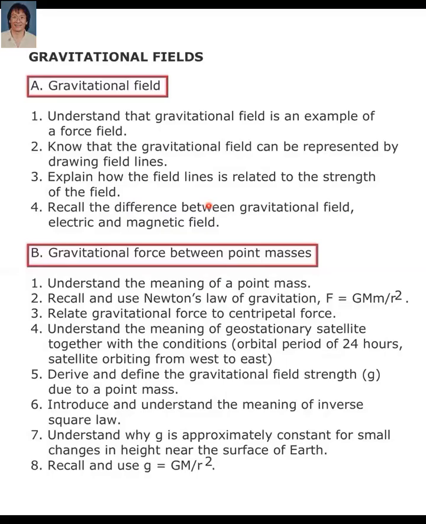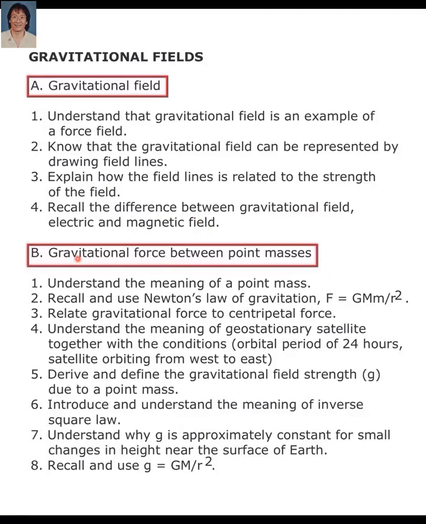This chapter is on gravitational field. This is a summary of the things you must know when you study this chapter. A. Gravitational field. Number 1. Understand that gravitational field is an example of a force field. Number 2. Know that the gravitational field can be expressed by drawing field lines. Number 3. Explain how the field lines is related to the strength of the field. Number 4. Recall the difference between gravitational field, electric and magnetic field.